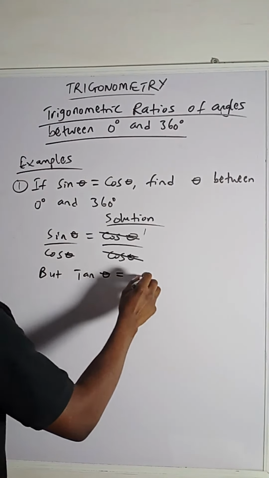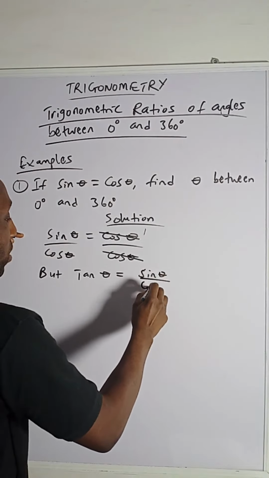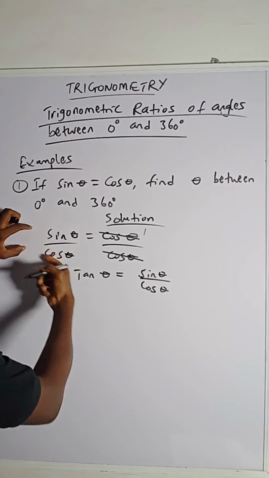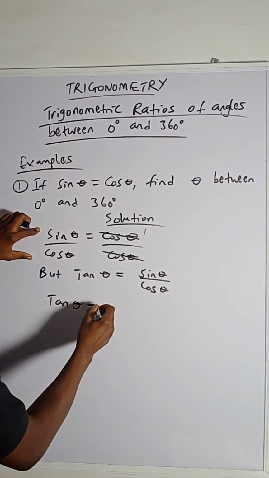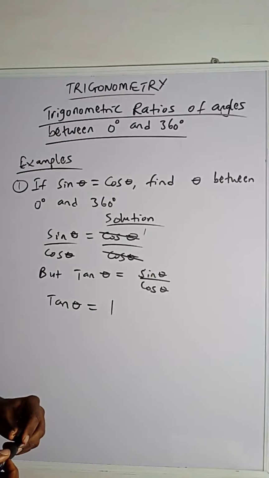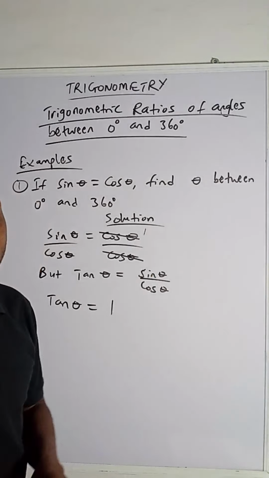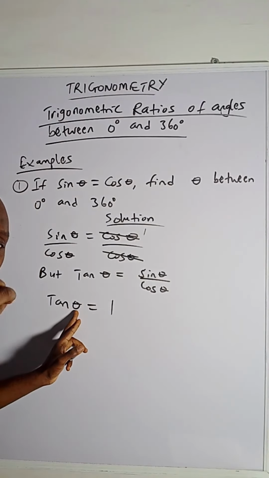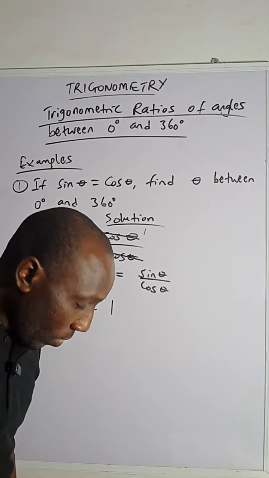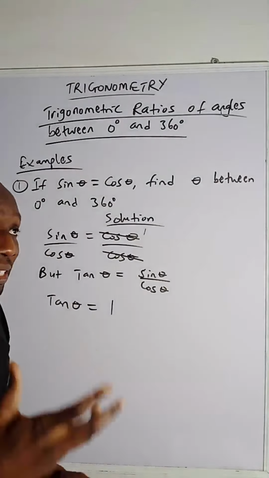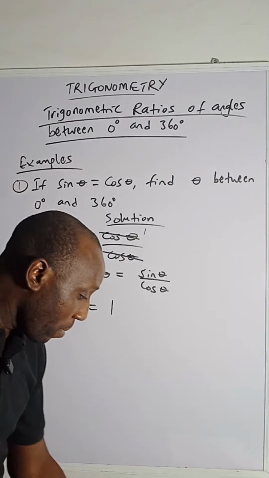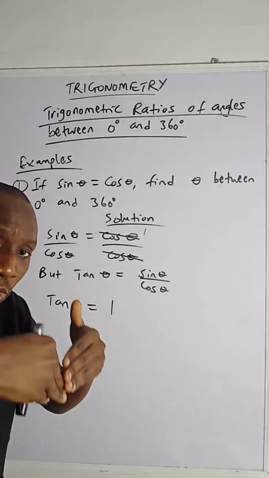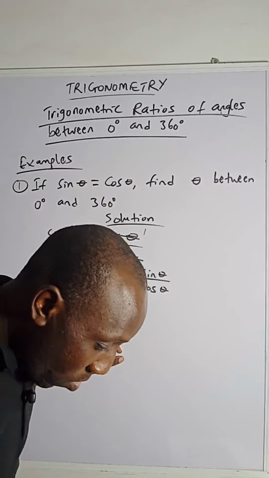But tan theta is equal to sine theta over cos theta. So it means that this right here is what? Tan theta. And it's equal to what? What is this here? 1. So tan theta is equal to 1. And who can tell me tan of which angle will give me 1? Let's start from acute angles first, okay? Tan of which angle will give me 1? Who knows that?